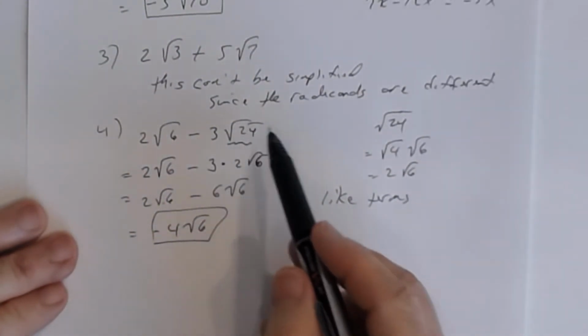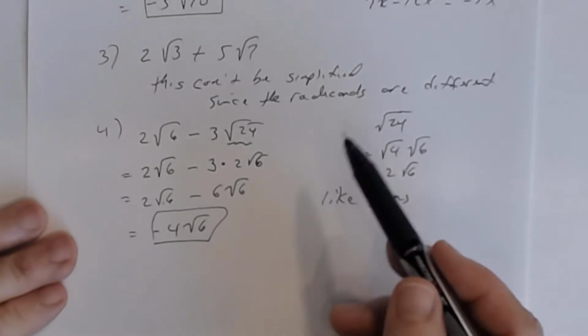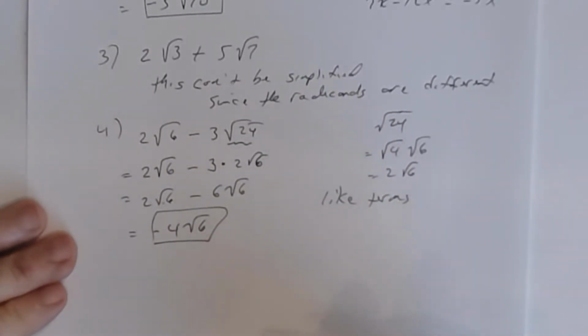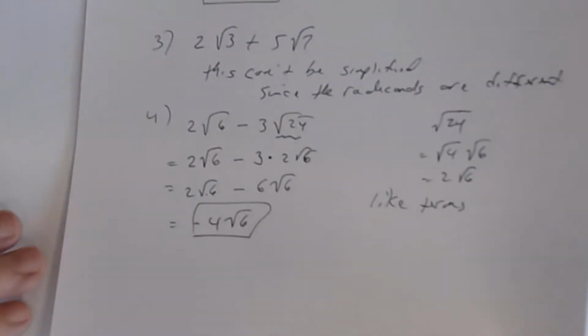So first thing you've got to do is simplify the square roots. We're dealing with square roots only today. So simplify the square roots, and that's what you do. All right, so number 5, let's do number 5.